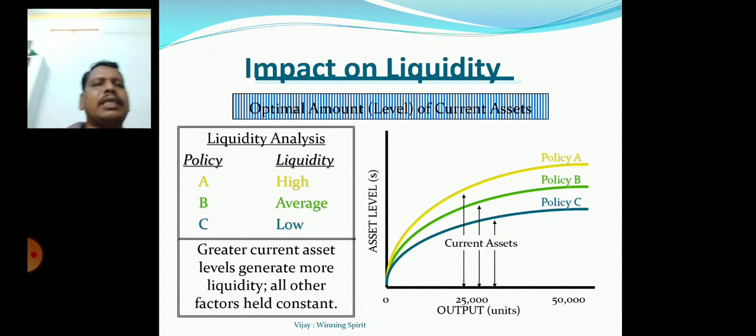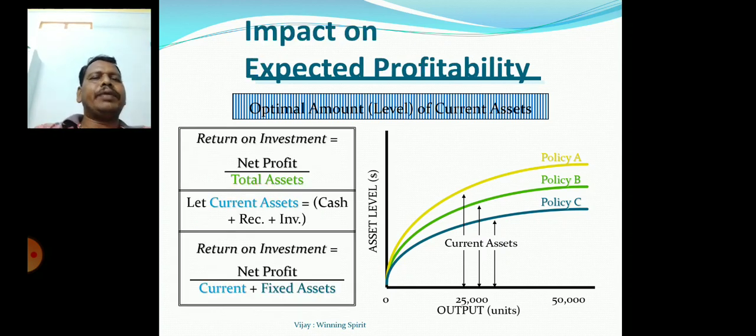You can observe in the slide that policy A is high level liquidity, policy B average liquidity, policy C low level liquidity. So the conclusion will be that greater current assets levels generate more liquidity when all other factors are constant. Now the impact on expected profitability, policy A, policy B, policy C.